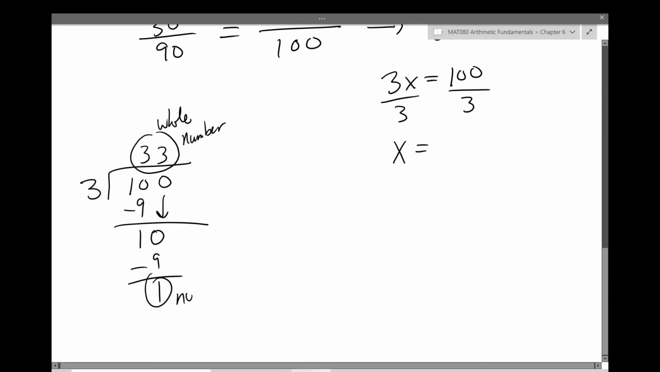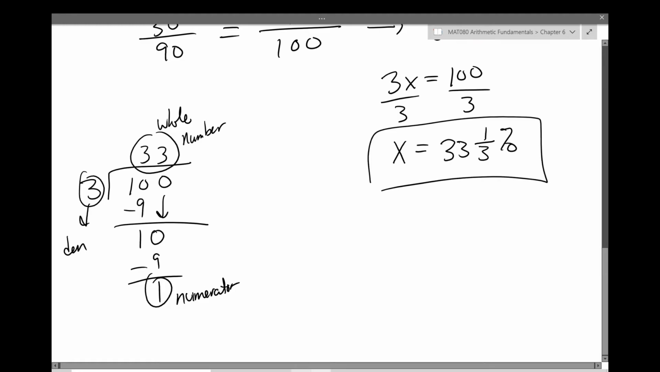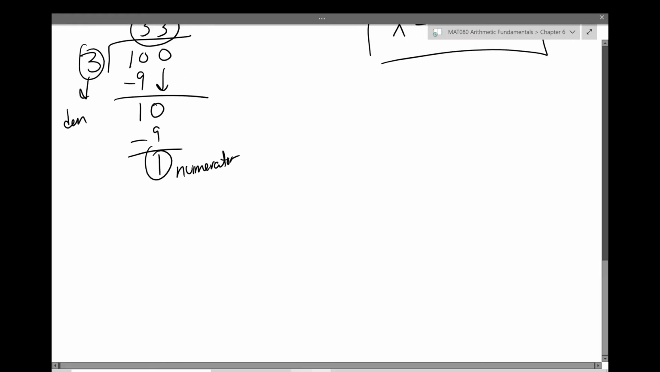Here's my numerator. There's my denominator. Okay, so x is going to equal 33 and 1/3%, because remember, they asked for what percent. All right, so let's just keep going here.